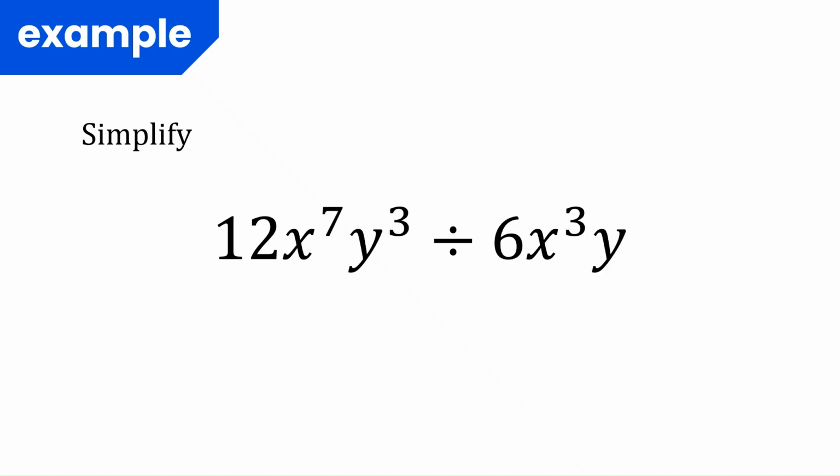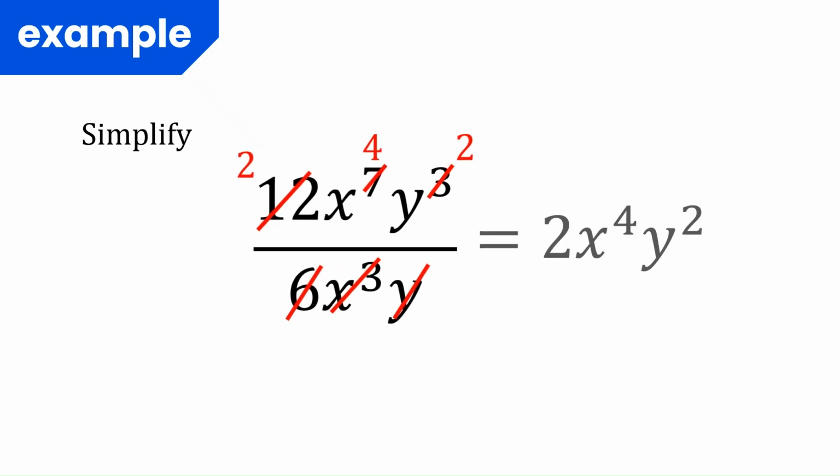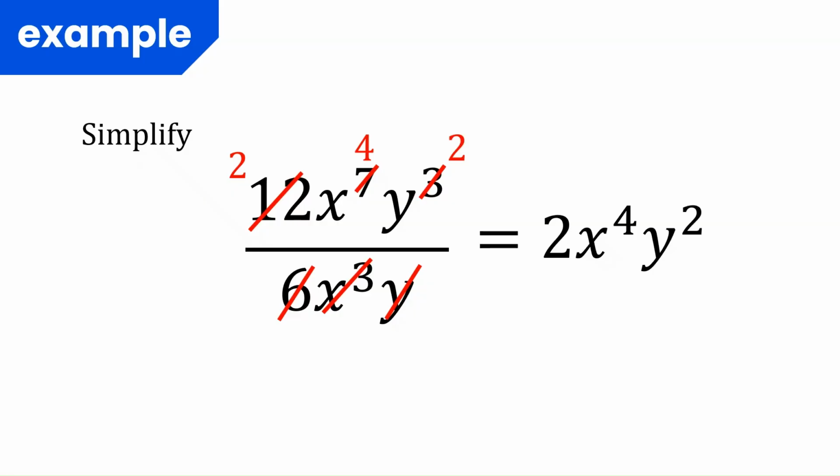We can now look at a slightly harder GCSE example. Simplify 12x to the 7 y to the 3 divided by 6x to the 3 y. Straight away we should write this as a fraction, as it's just going to make it easier for us. We should think about what factors we can cancel from both the top and the bottom. Well, we can divide the 12 by the 6 to get a 2. Using the division law, we can subtract the powers on both the x's and the y's. After doing all of this, we can write our answer, which is 2x to the 4 y squared.